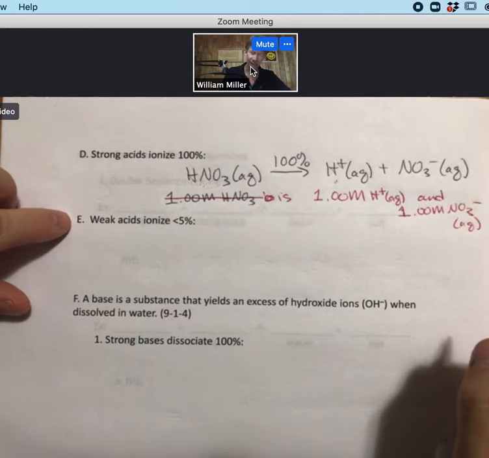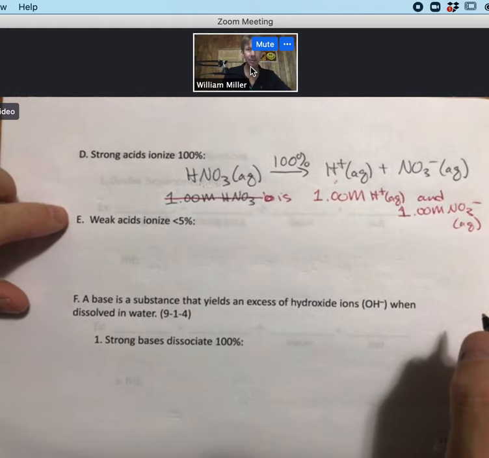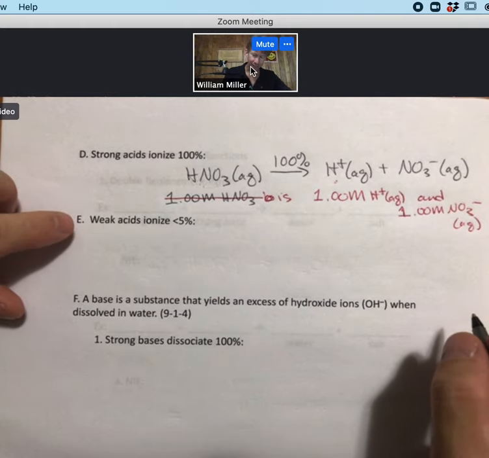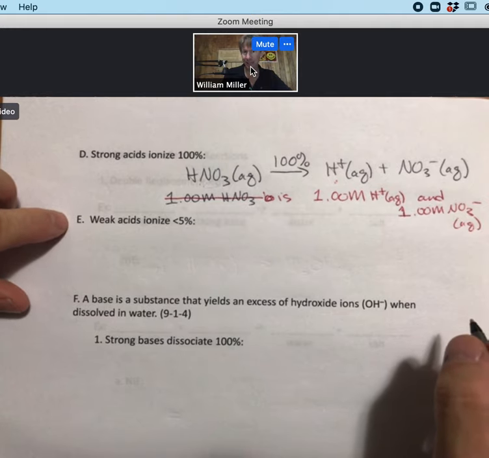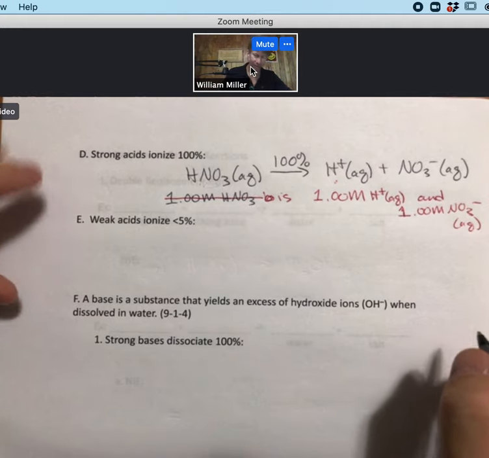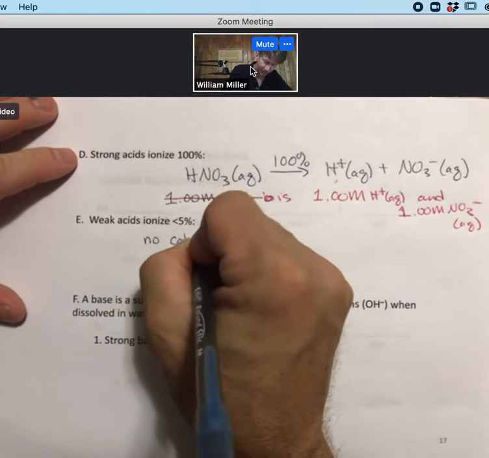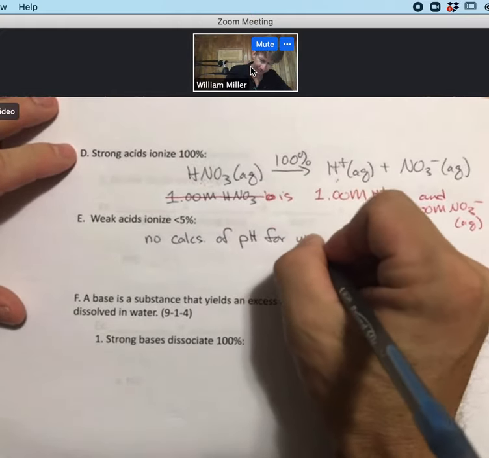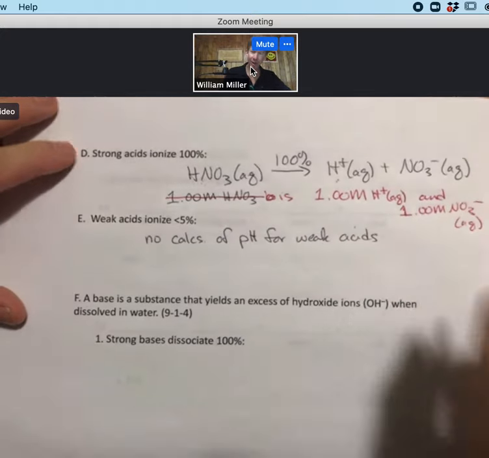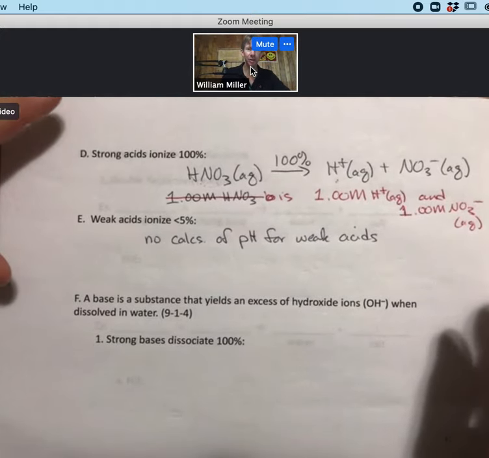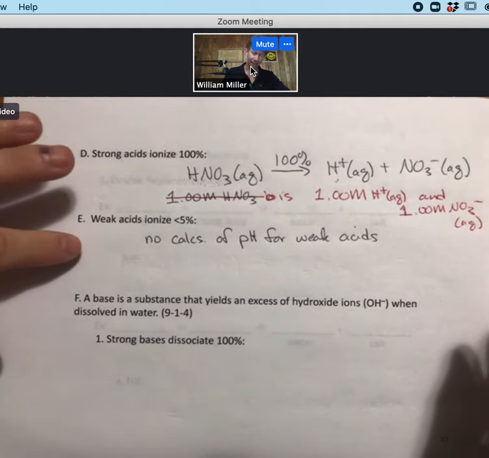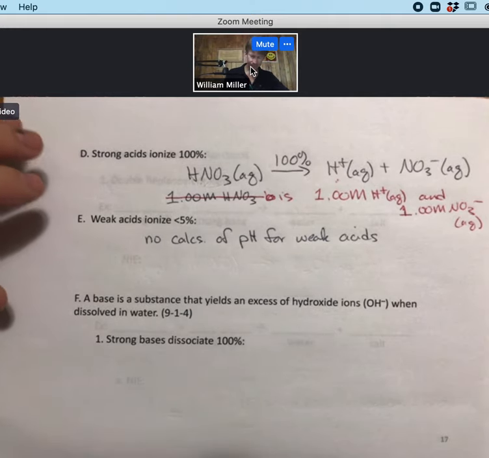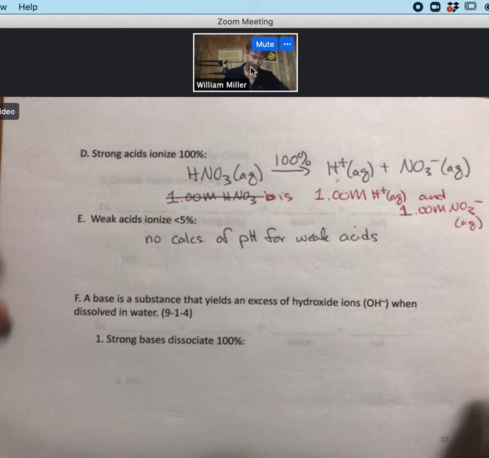Weak acids ionize less than 5%, and it depends on what the weak acid is. So what we will say for this is, yes, it's acidic. Yes, it's H plus, but we will not be able to do calculations of pH for weak acids, at least right now. So let's just focus on dealing with strong acids and then identifying weak acids, knowing that they're acidic, but not doing pH calculations.